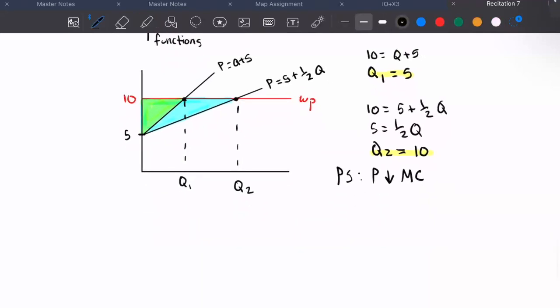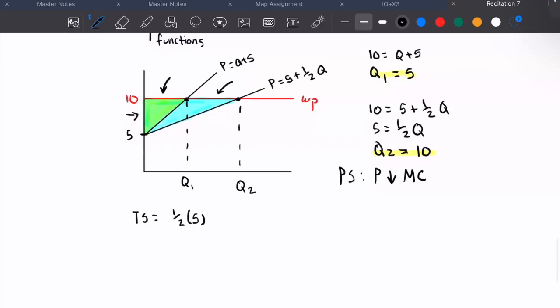So to find this surplus, what we're going to do is find the area of the yellow rectangle and the big blue triangle. Sorry, not rectangle, triangle. So the total surplus would just be 1/2 times the base of the triangle, 5, times the height of the triangle.